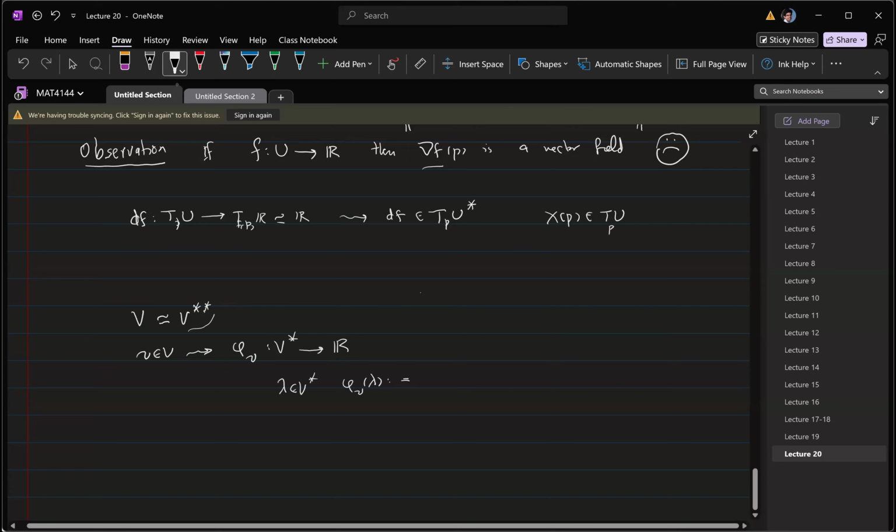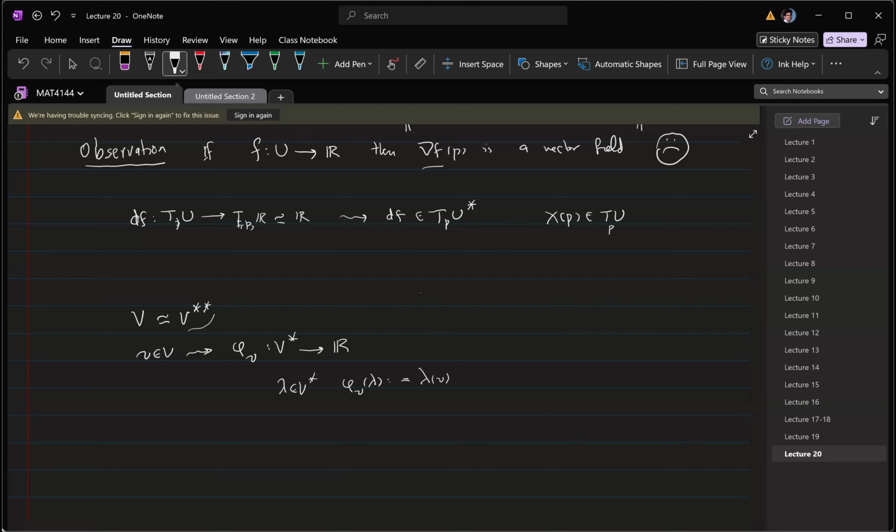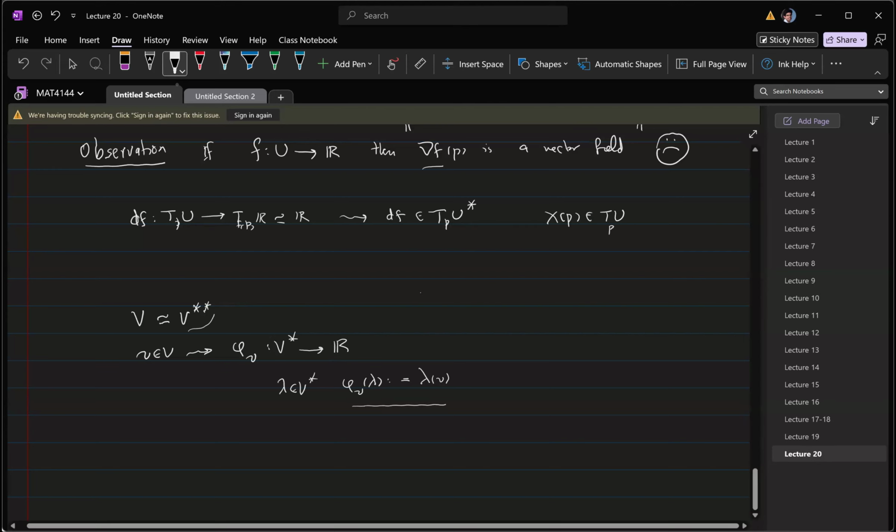Lambda V, that's right. And as you see, I got this map now from V to V double star, taking V to this phi V, which is defined as such. And it didn't make any reference to any basis. And you can show that for V finite dimensional, this is always an isomorphism. Okay? Is it good? But you cannot do anything like this for V and V star.